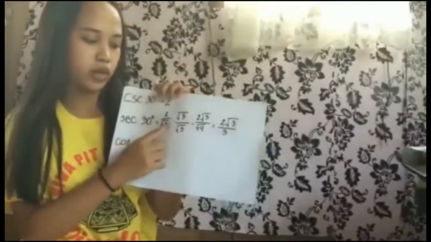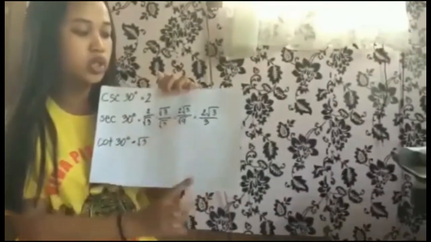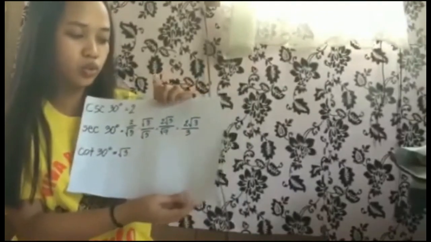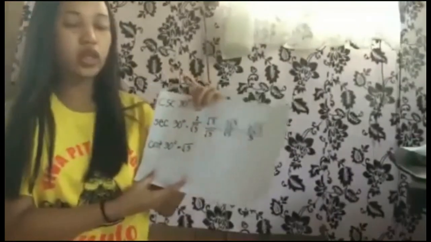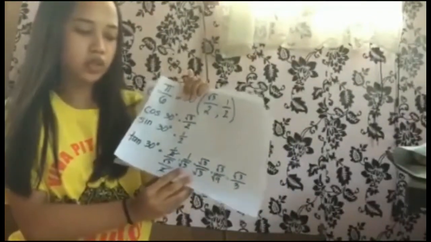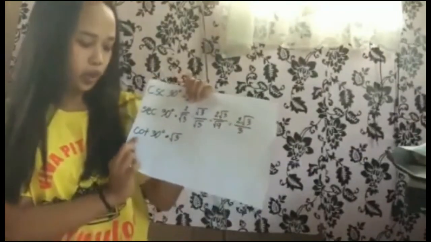So then we must cancel this radical and multiply by square root of 3. 2 times square root of 3 is equal to 2 square root of 3. Then square root of 3 times square root of 3 is equal to square root of 9. So the square root of 9 is equal to 3. So that is 2 square root of 3 over 3. Next is the cotangent. Cotangent is the reciprocal of our tangent, which is 1 over square root of 3. So the reciprocal of this is square root of 3. So our cotangent 30 degrees is the square root of 3.